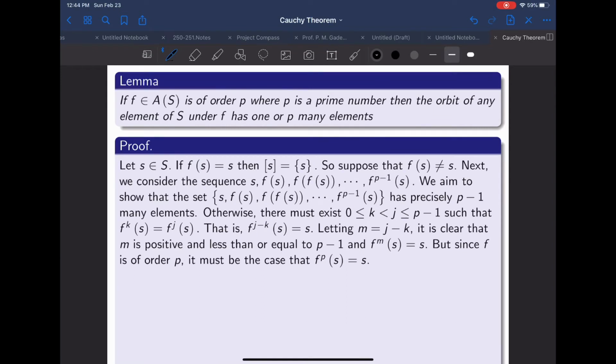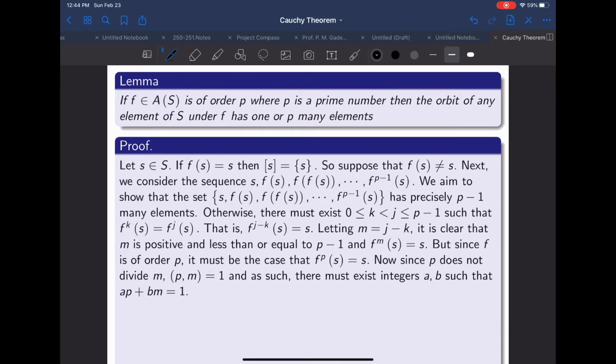Now, since p is the order of f, p is the smallest number such that f^p is the identity, right? So since f is of order p, it must be the case that f^p of s is equal to s, right? Okay, well, now since p does not divide m, that tells us that p and m must be relatively prime. So in other words, we should be able to find two integers a and b such that ap plus bm is equal to 1.